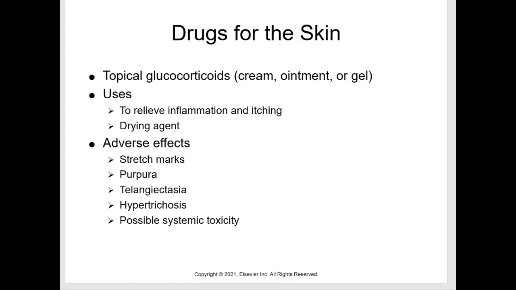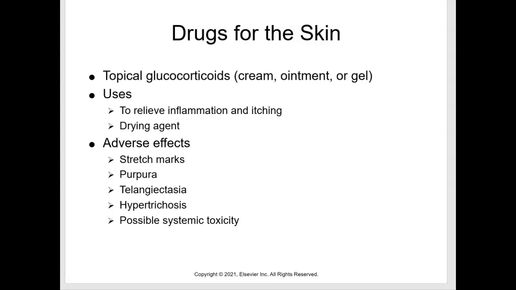Okay, so for glucocorticoids, we can use them to relieve inflammation or itching, and they can be a drying agent. They have the potential for adverse effects. The adverse effects are higher if you have high potency versus low, or the use of an occlusive dressing or prolonged therapy, or obviously if you use them over a large part of the body. So we can get local reactions. Atrophy of the dermis and epidermis can cause thinning of the skin, stretch marks, purpura, and telangiectasias. Long-term therapy will probably produce acne or hypertrichosis, which is excessive growth of hair on the face.